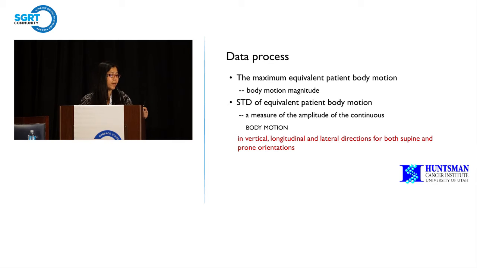After we get the maximum and the standard deviation of those motions, we average for every single patient over the 5 fractions. The average just boils down all those numbers to a single number, which is easy to compare. At the same time, we watched whether every single fraction is consistent, like supine is always better than prone, or prone is always better than supine. So we watched the consistency of that also.